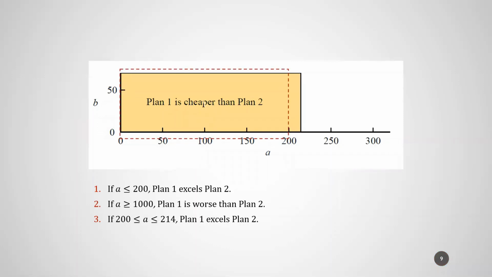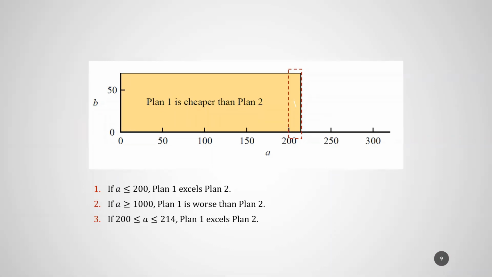In summary, if A is less than or equal to 200, plan 1 is better. The related area for this is shown on the figure, as you can see. If A is more than 1000, well, plan 2 is more desired, so no area on the figure for us. And if A is between 200 and 214, as you can see, the area is shown on the figure. Again, plan 1 will be chosen.